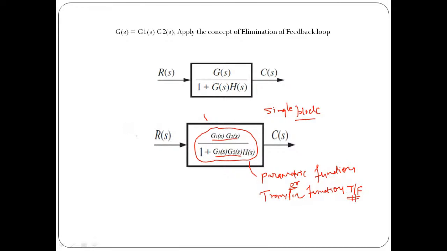That is important. So it is going to be like G1(s) into G2(s) whole divided by 1 plus, because it is a negative feedback system, that's why we need to take plus, G1(s) into G2(s). This indicates G(s) multiplied by the feedback path signal, that is nothing but H(s). So this indicates the transfer function of the system, which is nothing but C(s) by R(s).